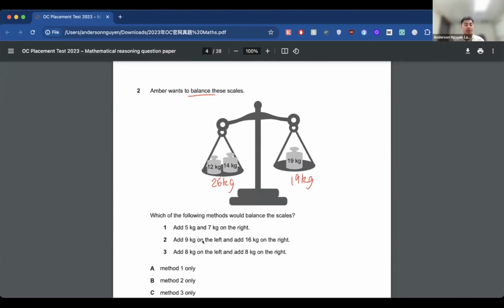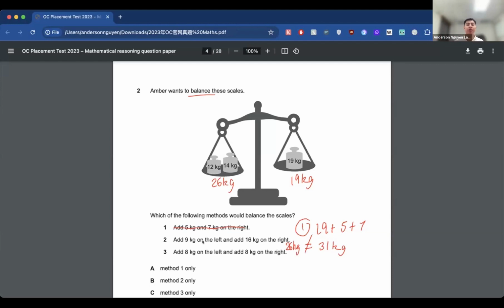It says, which of the following methods would balance these scales? So we're seeing certain changes that will be applied, and it's meant to balance the scales, have both sides equal to each other. Right? So if you try method 1, if you add 5 and 7 to the right, that means you're going to get 19 plus 5 and 7, which gets you 31 kilograms. Now, if you compare that to the left, 26, you'll see they are still not the same. It's not balanced. So therefore, anything with method 1 is completely out of the question, right? It cannot be our answer.